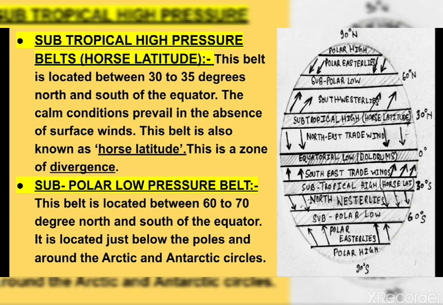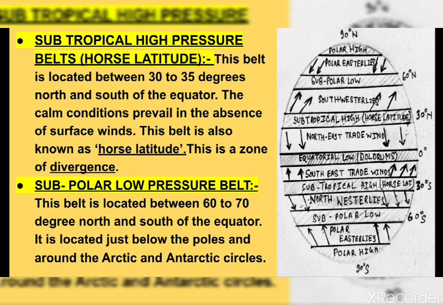Earlier we learned that this zone is also called the zone of divergence, because the descending air currents from the trades and the westerlies on the surface blow out of this belt towards the equatorial low and subpolar low pressure belts.